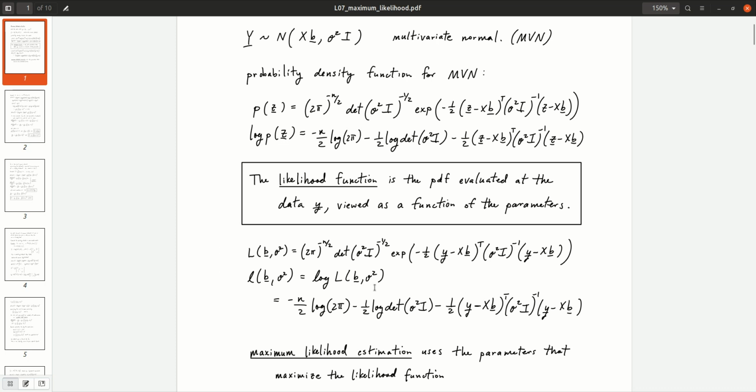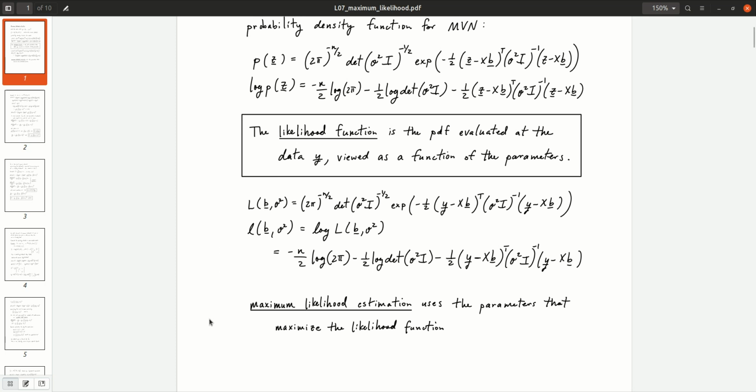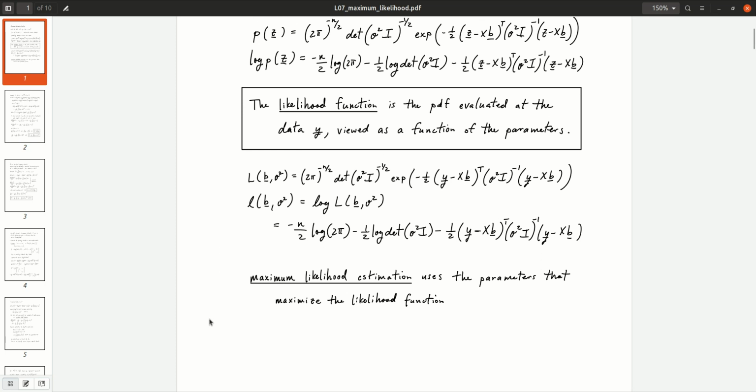And then the log likelihood function is just the log of the likelihood function. Now, what maximum likelihood estimation does is it picks the parameters b and sigma squared to maximize this function, big L or little l, as a function of the parameters. So the way to think about this is we've observed some data, and we're picking the parameters so that the data has the highest possible probability.